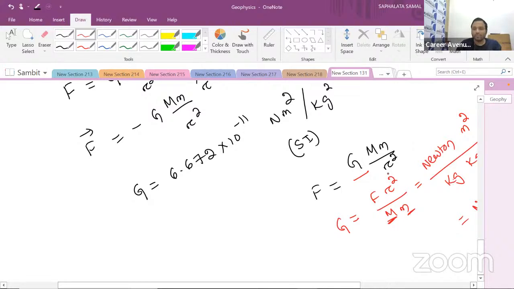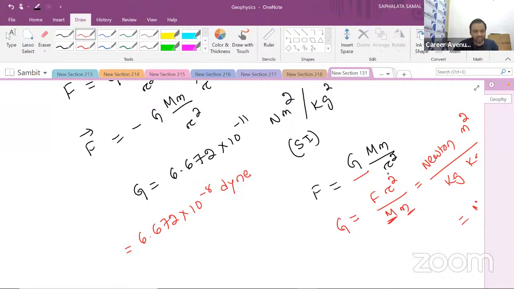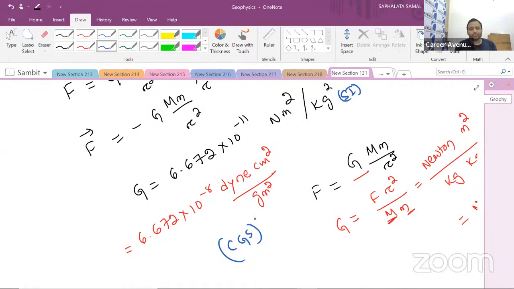If I convert it into the CGS unit, I can write it as 6.672 into 10 to the power minus 8. In the CGS unit, the force is in dyne, so the unit is dyne centimeter square per gram square. This is in the CGS unit, and this was in the SI unit. So these are the values of the universal gravitational constant.